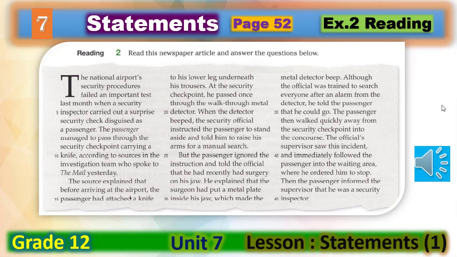When the detector beeped, the security official instructed the passenger to stand aside and told him to raise his arms for a manual search. But the passenger ignored the instruction and told the official that he had recently had surgery on his jaw. He explained that the surgeon had put a metal plate inside his jaw, which made the metal detector beep. Although the official was trained to search everyone after an alarm from the detector, he told the passenger that he could go. The passenger then walked quickly away from the security checkpoint into the concourse.